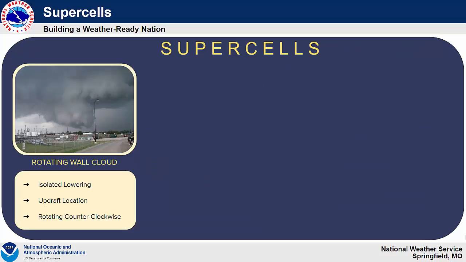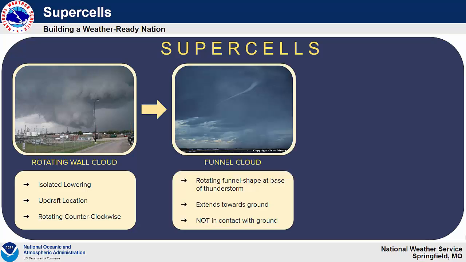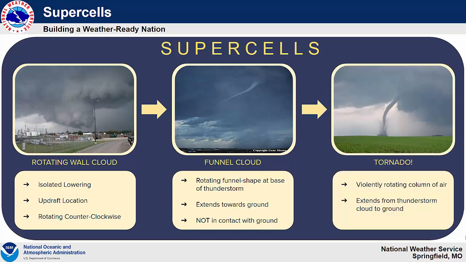From the base of the supercell, you can get an isolated lowering that's rotating counterclockwise, and this is going to be the location of the large area of upward motion in the updraft region, and is called a wall cloud. Now, from the base of that wall cloud, a funnel cloud can begin to form, which is a rotating funnel-shaped cloud that extends downward towards the ground. But an important thing to remember is that it's not yet in contact with the ground. And then finally, once the funnel cloud does come in contact with the ground, you have a tornado, which is a violently rotating column of air.